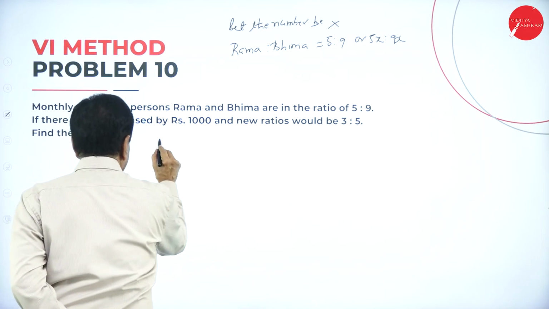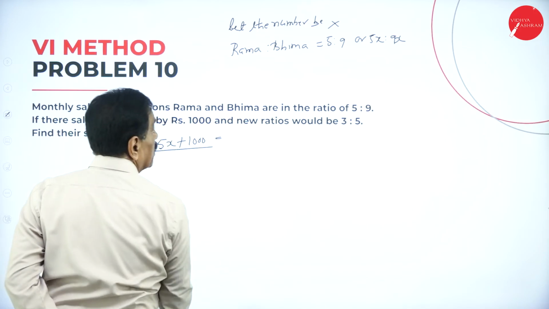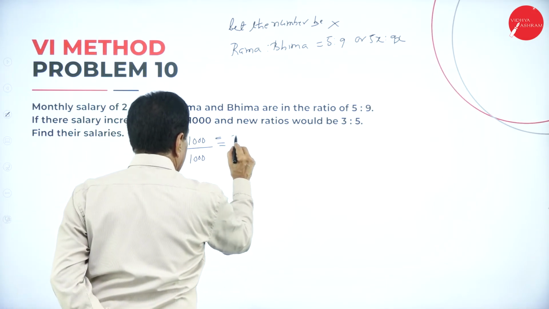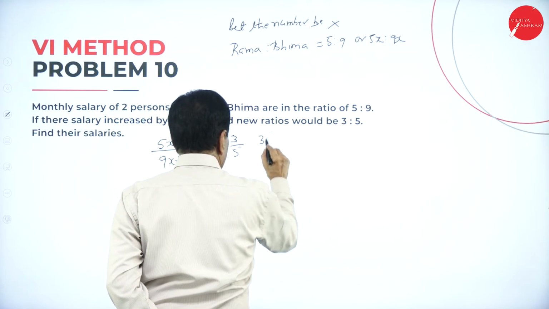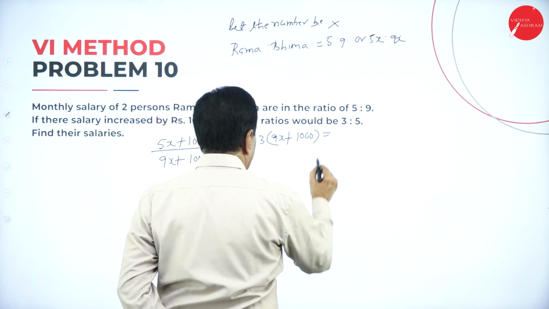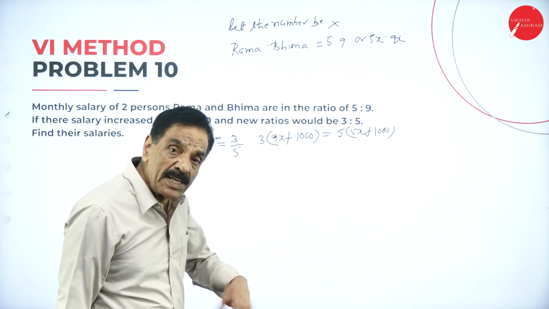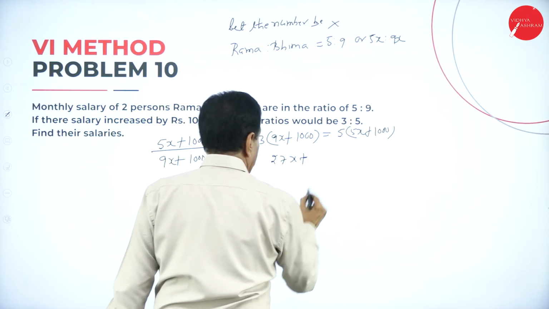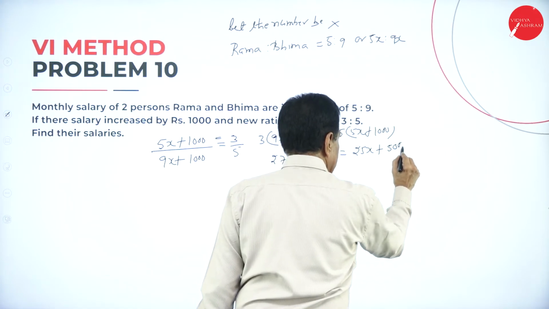So here (5x + 1000) divided by (9x + 1000) equals how much? 3/5. Cross multiply: 3 × (9x + 1000) = 5 × (5x + 1000). Why we have added 1000? Increase by 1000, they say. Multiply: 3 × 9 = 27x + 3000. 5 × 5 = 25x + 5000.